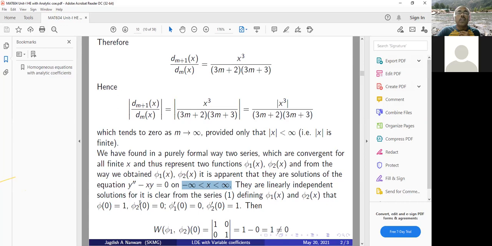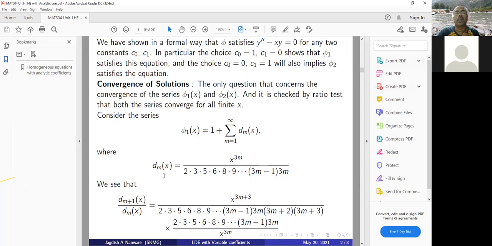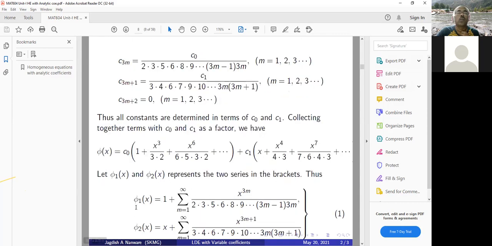Now to see whether the solutions are linearly independent or not, what we do for that is determine the values of the solutions at the point 0. So phi 1 at 0. Put x equal to 0. This term is 0, therefore it is 1 only. What is phi 2 at 0? We put x equal to 0, this term will be 0, and again this summation will be 0. And therefore, phi 1 at 0 is 1, phi 2 at 0 is 0.